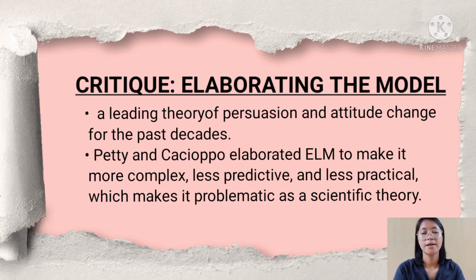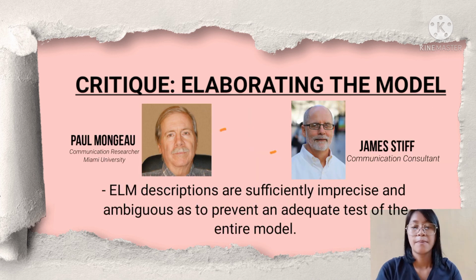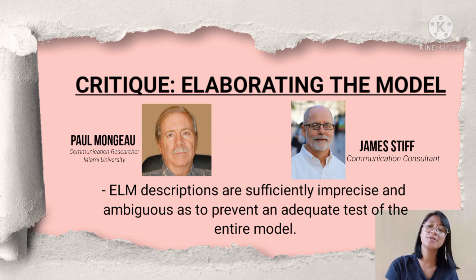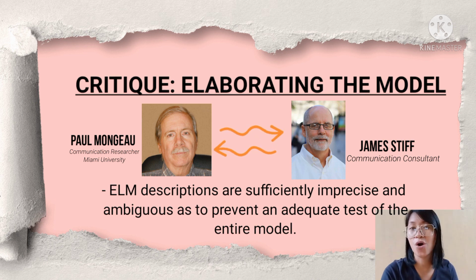Critique, elaborating the model. The elaboration likelihood model has been a leading theory of persuasion and attitude change for the last 20 years, and it has been very influential. Petty and Cacioppo have elaborated ELM to make it more complex, less predictive, and less practical, which makes it problematic as a scientific theory. Paul Mongeau, a communication researcher of Miami University, with communication consultant James Stiff, charged that ELM descriptions are sufficiently imprecise and ambiguous that it cannot be adequately tested and falsified, particularly in terms of what makes an argument strong or weak.